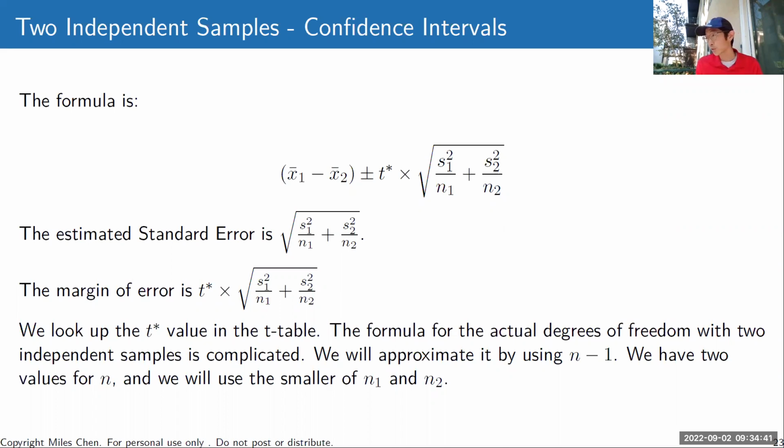However, we have two different n's, an n1 and an n2, right? You have two samples. And so you just take the smaller sample size. So if you have 10 observations in one sample and 20 observations in the other sample, you have two n's, 10 and 20. You take the smaller one, 10 minus 1, and we're just going to work with 9 degrees of freedom. Okay, and that's an approximate thing. That's playing it safe.